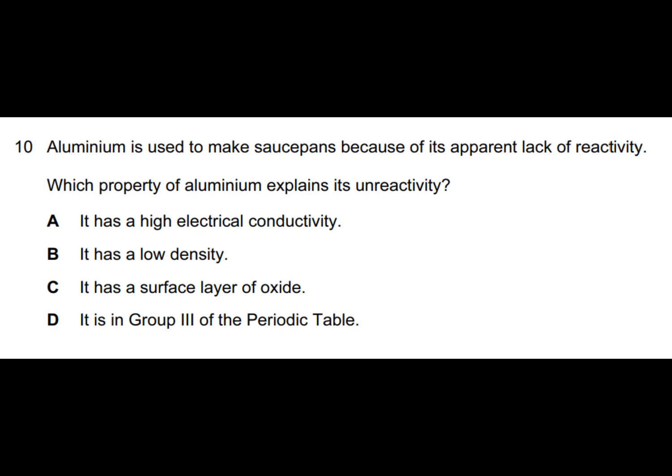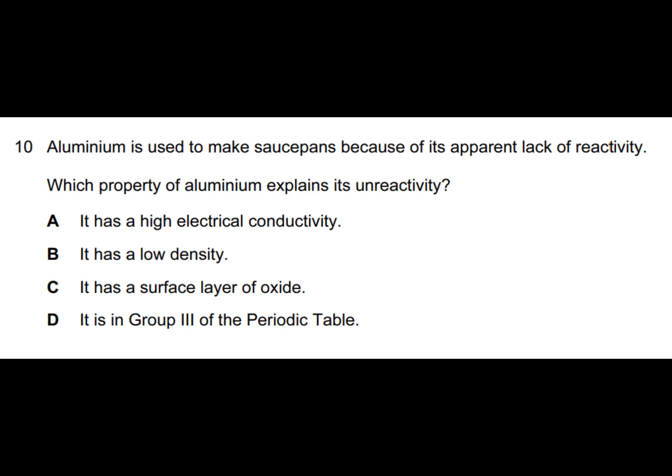Next question is aluminium is used to make saucepans because of its apparent lack of reactivity. Which property of aluminium explains its unreactivity? Before I read the options, let me explain that aluminium is high up in the reactivity series, so it is an extremely reactive metal. But even then, it is used for food cans, saucepans, other utensils and window frames. The reason is it is highly reactive and instantly reacts with the oxygen of the air and forms a very tough coating of aluminium oxide on its surface, which further reduces the reaction and oxidation. That makes it a very good metal for making saucepans, window frames and food cans.